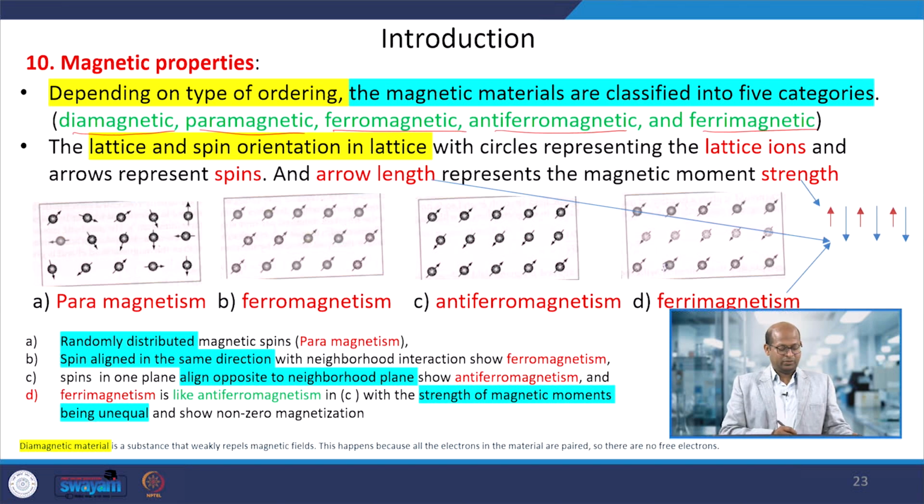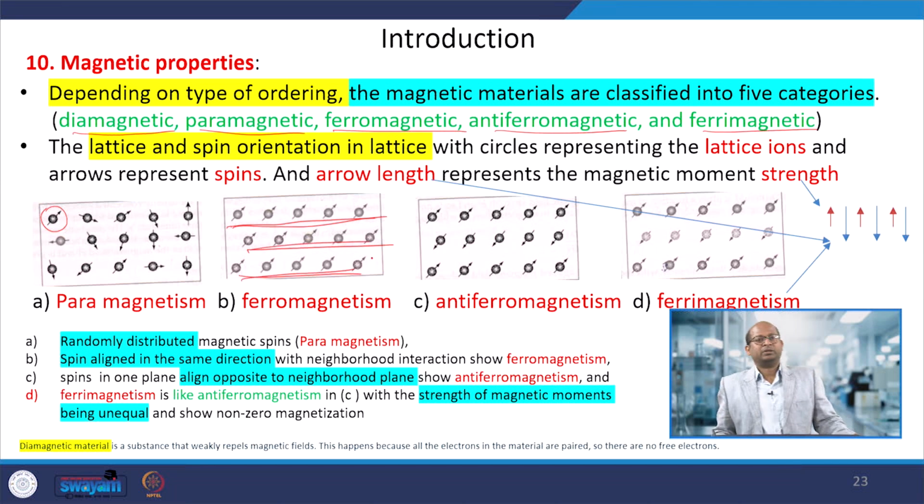So here you can see lattice ions and their corresponding spins. The arrows indicate the spins and the circles are the lattice ions. When they are randomly distributed in a particular material, it is called paramagnetism. When the alignment is orderly, aligned in the same direction, it is ferromagnetism, that material property is ferromagnetism.